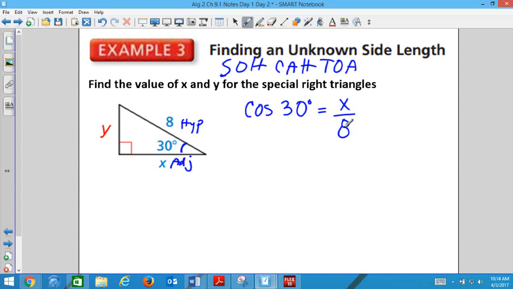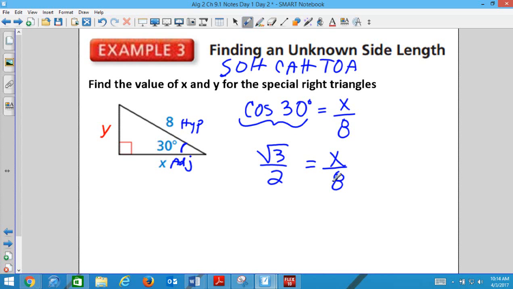What's the cosine of 30 degrees? So here we don't have it memorized yet. We have the chart in front of us. So this cosine of 30 degrees is equal to the square root of 3 over 2. Is that what you said? The cosine of 30 is equal to the square root of 3 over 2? I'm just going to bring down x over 8.